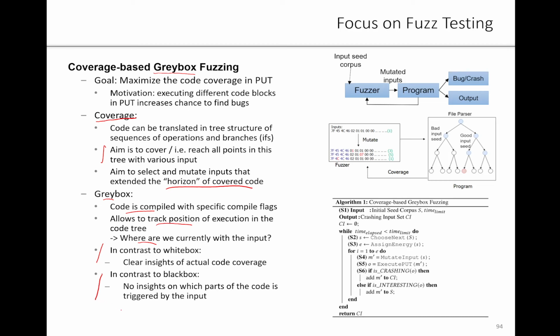In contrast, in black box we don't see anything of where we are currently. In white box we would see a little bit more. Basically it's like debugging where you have the clear source code, and gray box is somehow more doable and gives us sufficient information. So the idea is now, what is the next step?